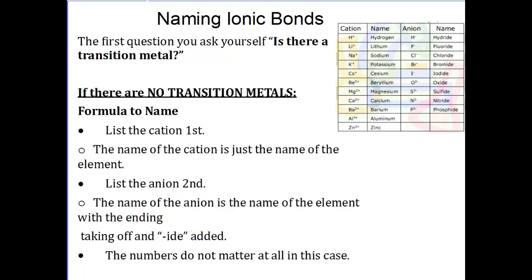Next thing that we want to do is naming ionic bonds. There's one thing that we always need to make sure that we do when we're working with ionic bonds, and that is to identify if there's a transition metal or not.